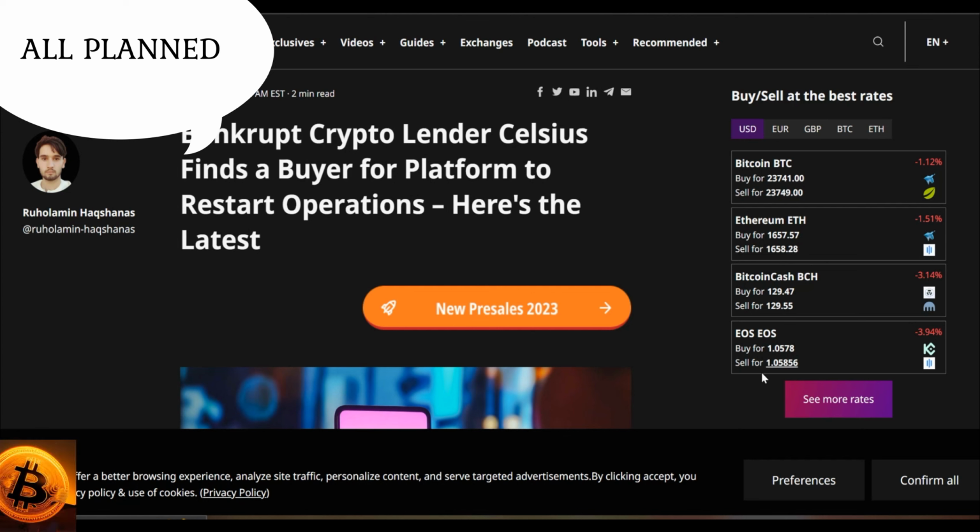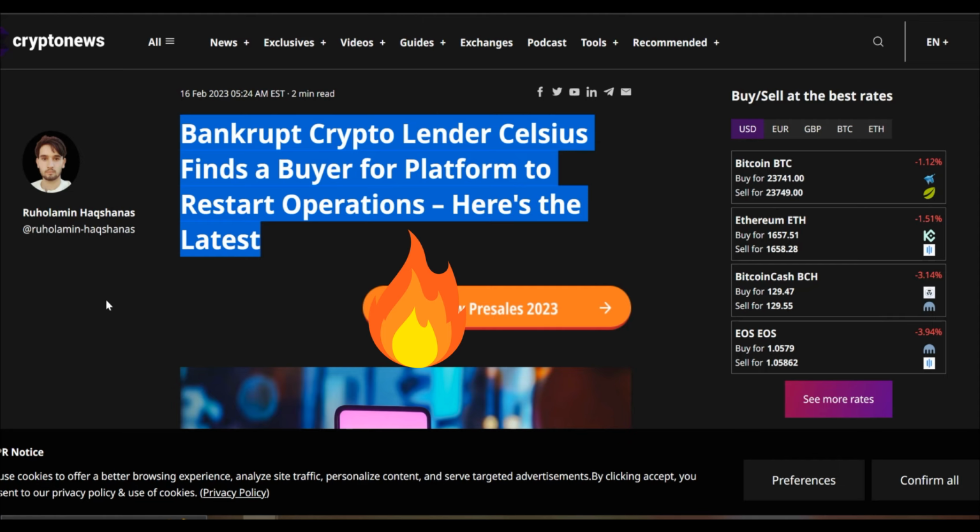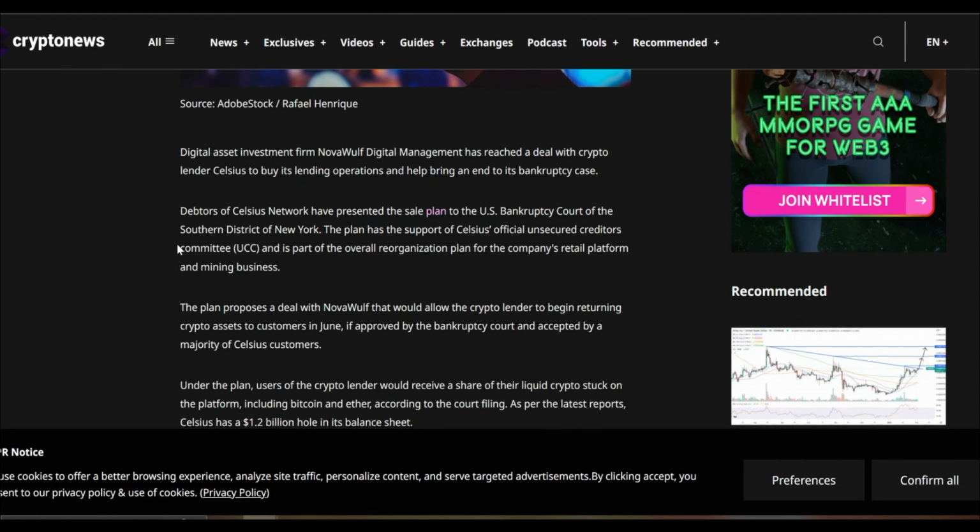What's going on. This is kind of funny. So you're telling me that the bankrupt crypto lender Celsius finds a buyer or a platform to restart it? Man, so you're telling me that they're going to try to present a plan to the U.S. Bankruptcy Court of Southern District of New York? Boom! There we go. I love that news.